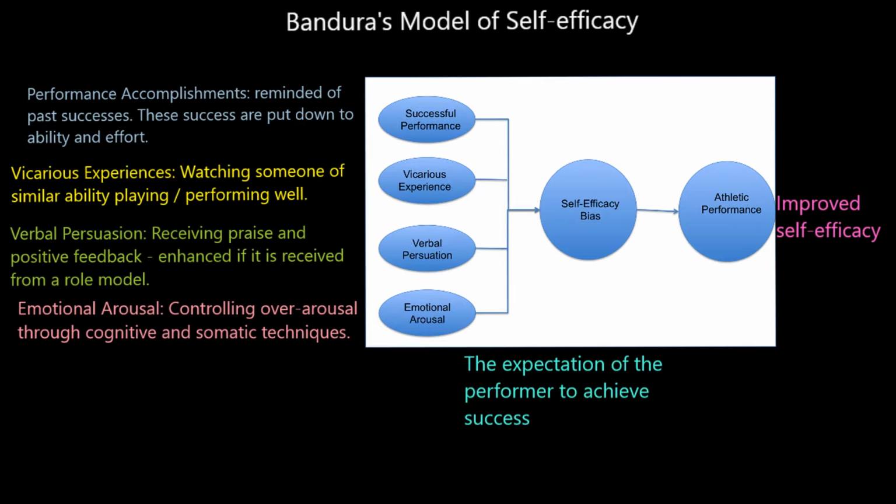Now, what these four feed into is this self-efficacy bias, or self-efficacy judgments, as it's also known. And this is your expectation of the performer, of yourself in this case, to achieve success. So that's what this is here. And then obviously that feeds into your athletic performance. If these four are high, you have a strong self-efficacy bias or judgment, therefore you will have improved self-efficacy and you will be a much stronger performer, a more confident performer in that situation.